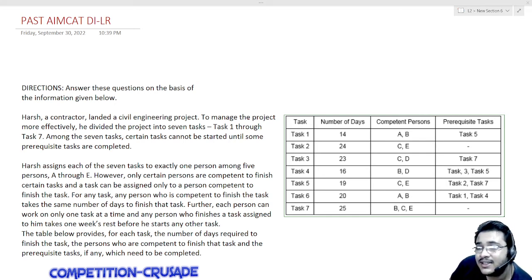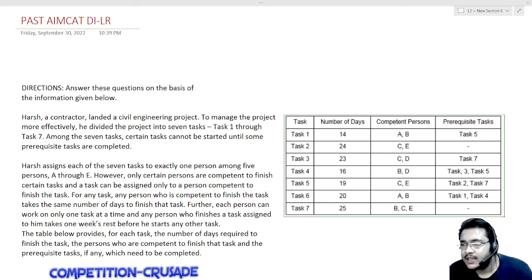Also, what is written over there is that Harsh assigned each of the 7 tasks to exactly one person among 5 persons, persons A through E. So there are 5 persons A, B, C, D, E who are probably going to do this.